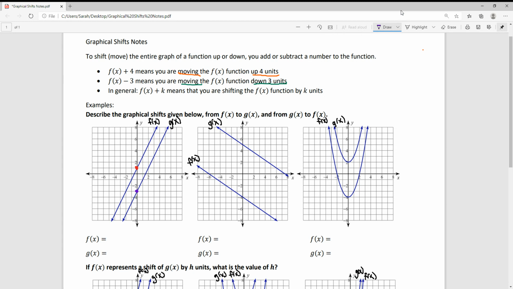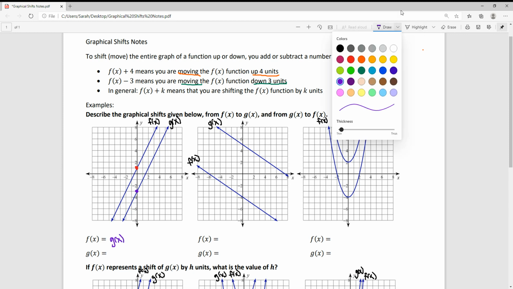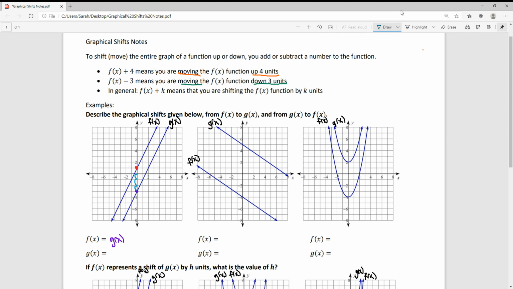If we want to talk about f of x equaling g of x plus something, that means how do I go from g to f? So I'm going to say f of x equals g of x, and then how am I getting from g to f? I'm going to count between my two dots. To get from the purple dot to the red dot, I'm going up 1, 2, 3, 4. Since I moved up 4 from the g of x graph, I'm going to say that f of x equals g of x plus 4 because I went up 4 to get from the g graph to the f graph.